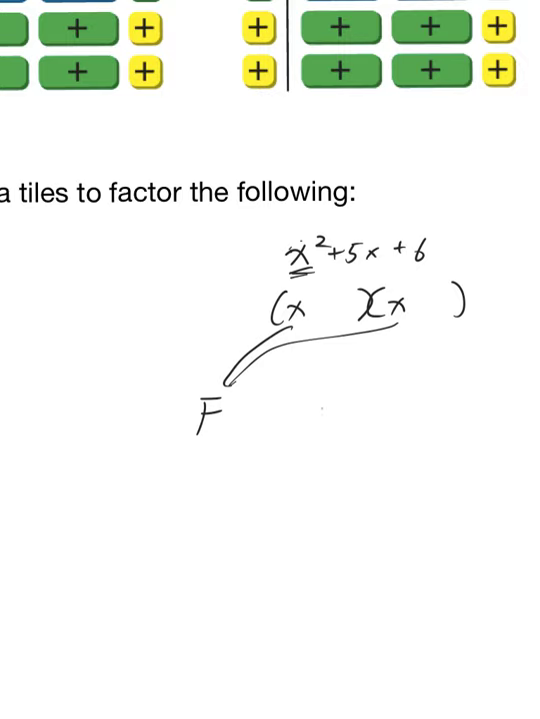Then we had the O and the I and the L of FOIL. The L of FOIL produces this number here, so we have to make sure the two last numbers multiply to 6. There's only one way to do this one, and that's 2 and 3. We also want to check that the middle term is 5. So the idea from the last lesson was to find two numbers that multiply to 6 and add up to positive 5.